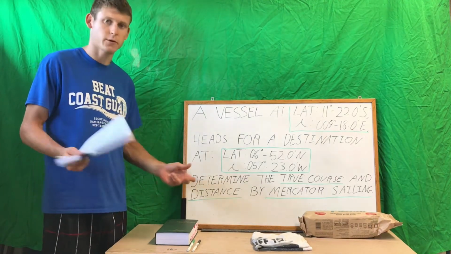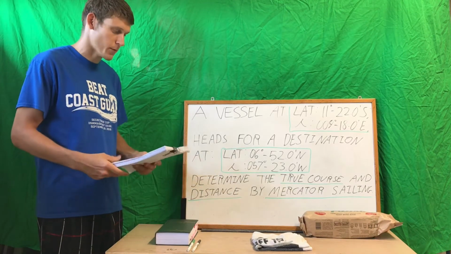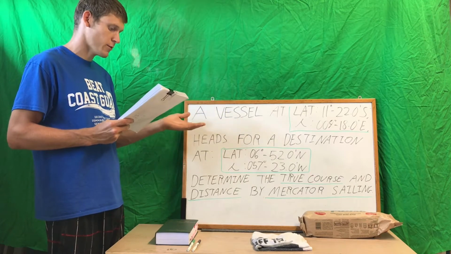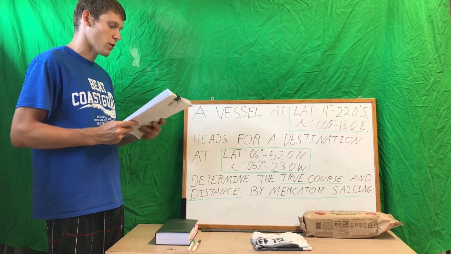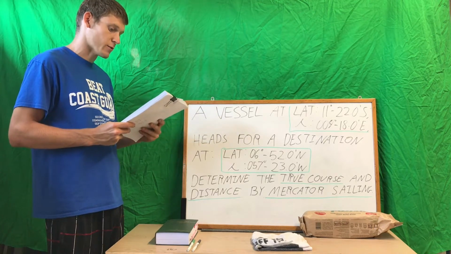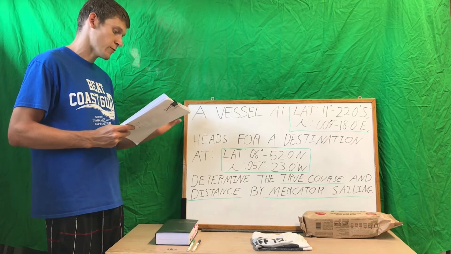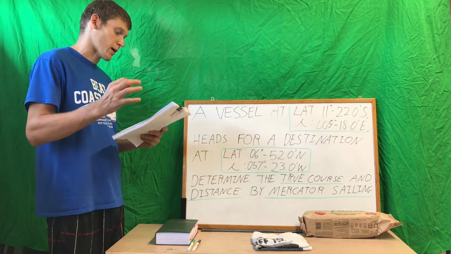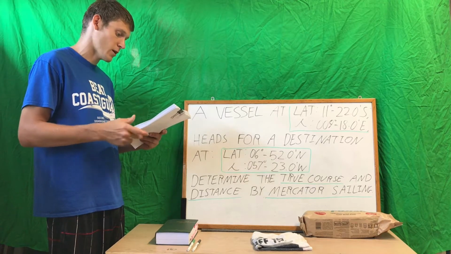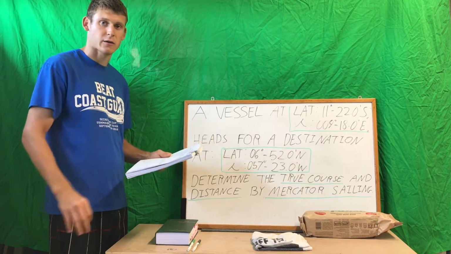Alright, so on your coastal exam, one of the questions is going to be a Mercator problem. And a Mercator problem will read as such. A vessel at latitude 11 degrees 22 minutes south, longitude 009 degrees 18 minutes east, heads for a destination at latitude 06 degrees 52 minutes north and longitude 57 degrees 23 minutes west. Determine the true course and distance by Mercator Sailing.